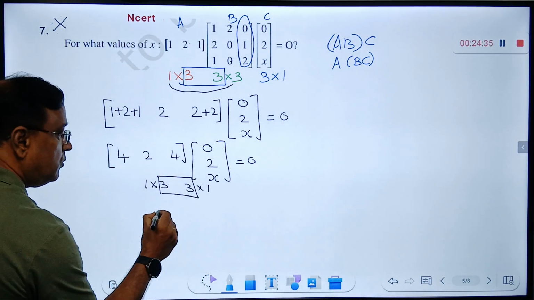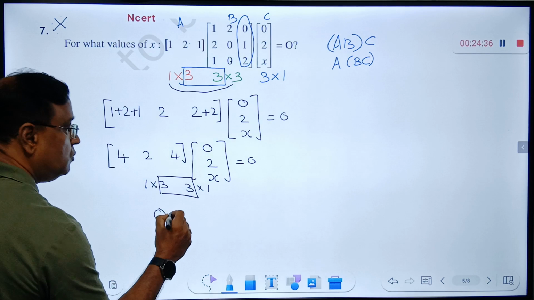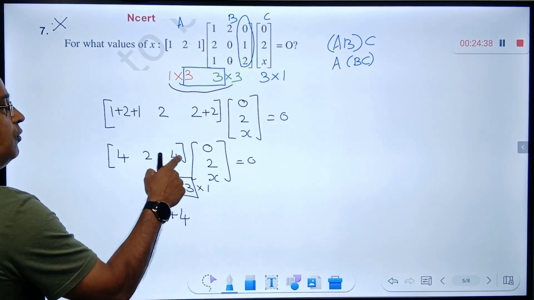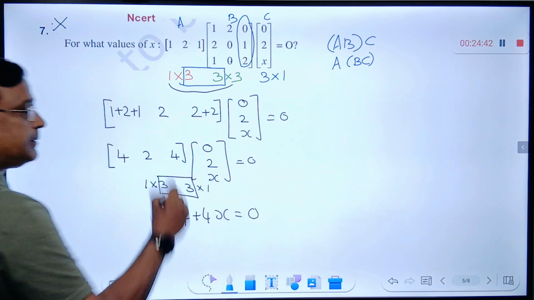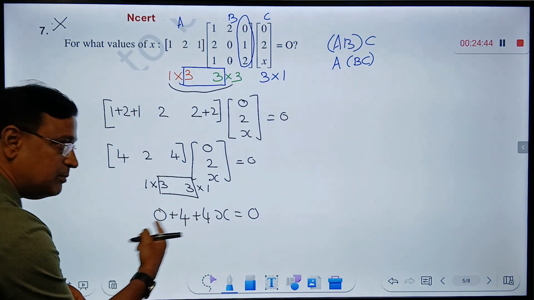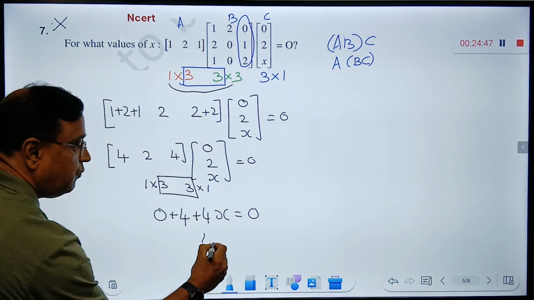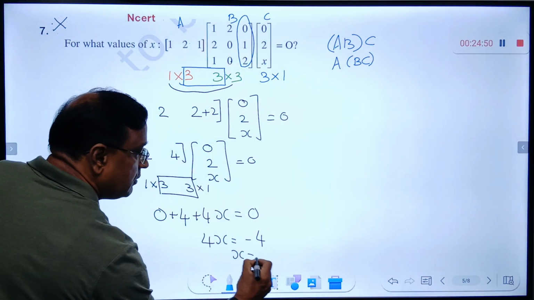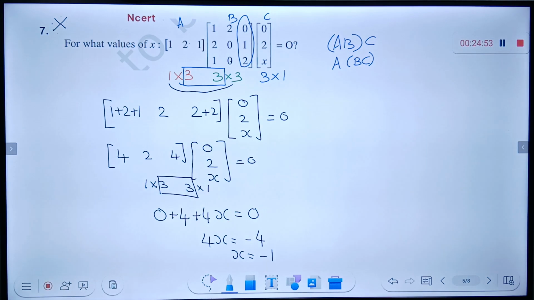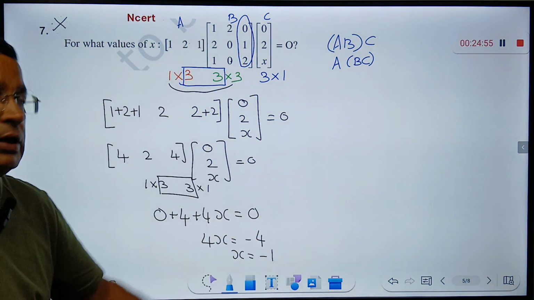4 into 0, 0. 2 into 2, 4. 4 into x, 4x. Correct? See, it's a single element. Therefore, 4x is equal to minus 4. Therefore, x is equal to minus 1. See how well you solve the equation.